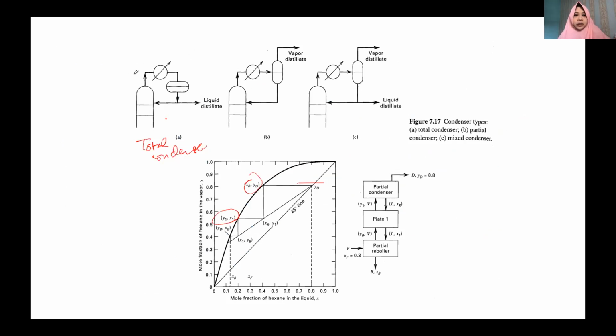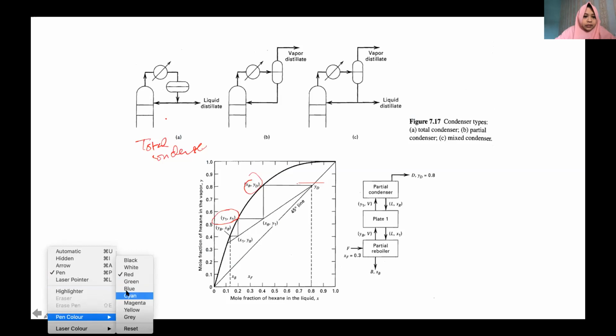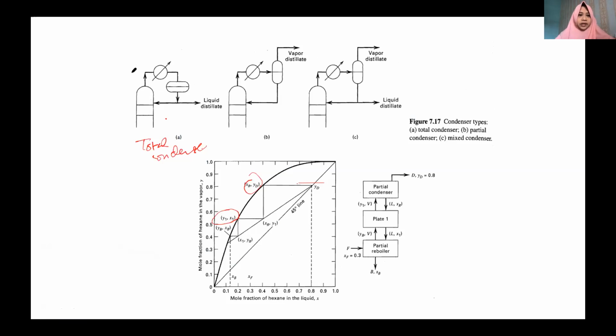The first one is the total condenser. In this condenser, all of the vapor is cooled down into a liquid. The liquid goes into a drum, and there is maybe a valve over here, so they can control the ratio of the liquid going back to the column and the distillate. This one is the reflux ratio.